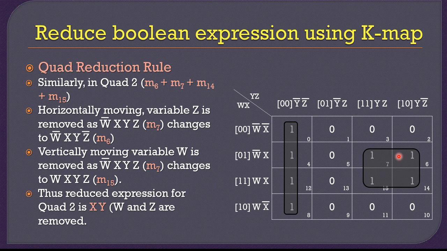So you have to take one variable from each, that is, one from the row and one from the column. You are going to remove w from the row and z from the column. The remaining variables will be x and y. So the reduced expression for chord 2 is xy, because w and z are removed. This is how you identify the chord and then write the reduced term: removing the variables which change their state, and the variables which do not change their state will be taken and written to form the AND term.